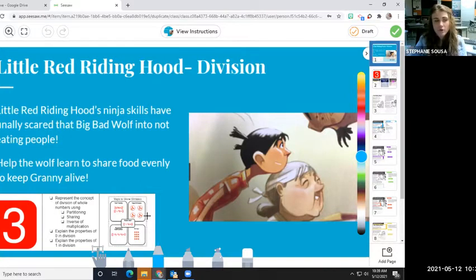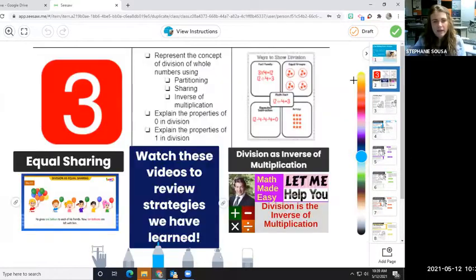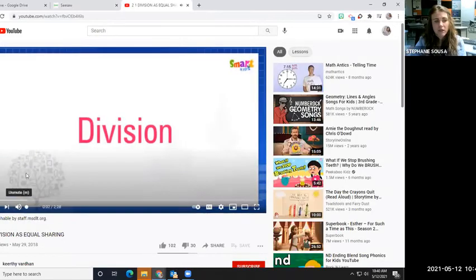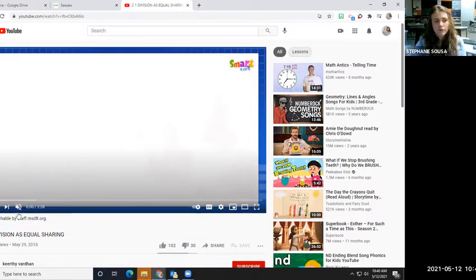Okay, division word problems. Little Red Riding Hood's ninja skills have finally scared that big bad wolf into not eating people. Help the wolf learn to share food evenly to keep Granny alive. So we are dividing some food up today, okay? Now, to remember what our division is going to be, let's review some strategies. We know that division is equally sharing a set amount of objects. Let's quickly review what that looks like.